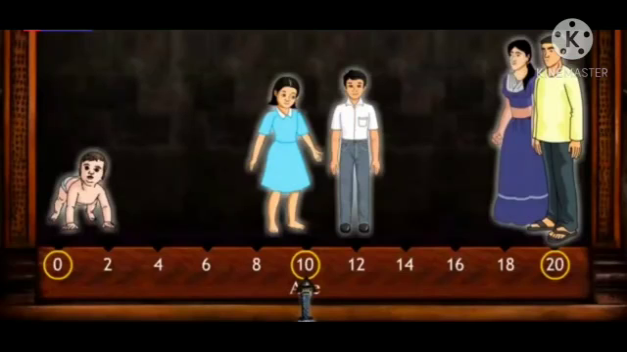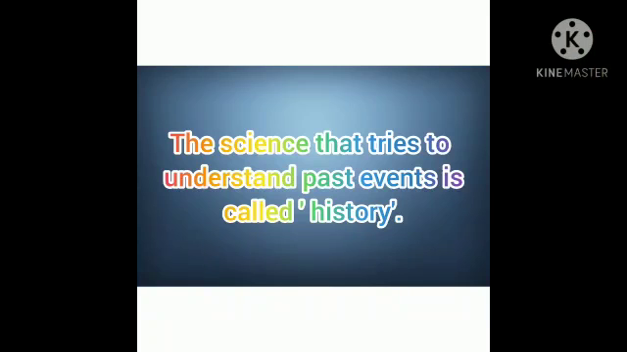The past includes many events that have already taken place. Ten years ago you were just born. That was your past. Now you are 10 years old, which means it is your present. Today you are 10 years old. You shall be 20 years old after 10 years, which means the future. The science that tries to understand past events is called history.